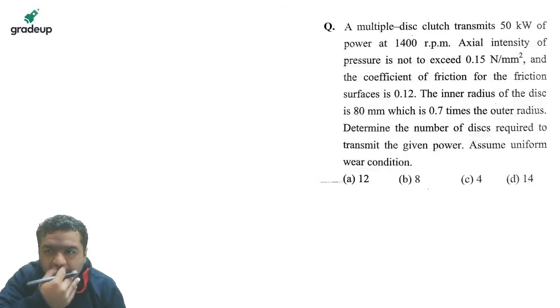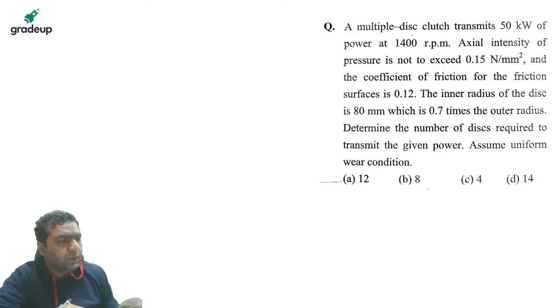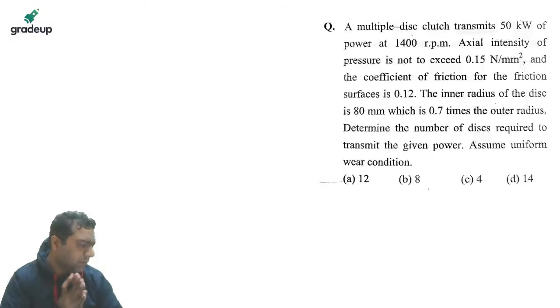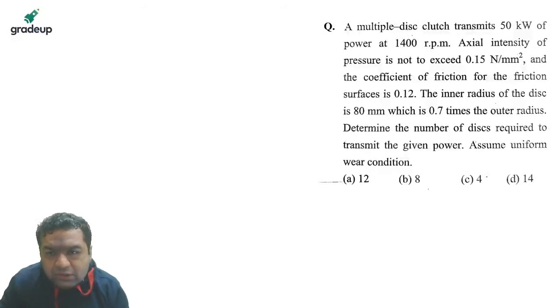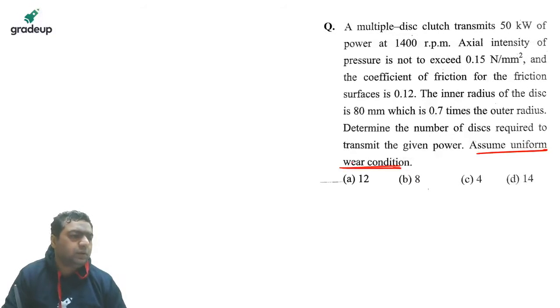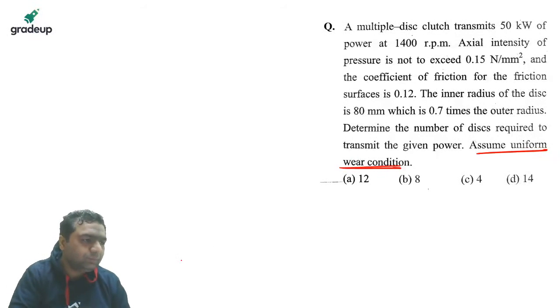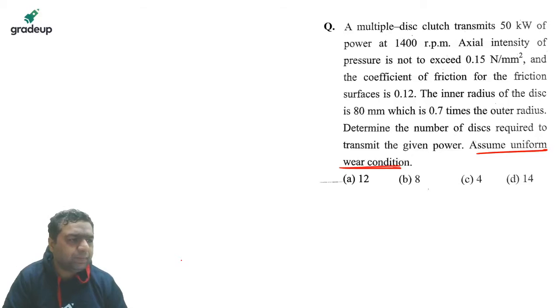Next question is from multi-plate clutches. Next, very good TPM. Next, solve it from multi-plate clutches. You need to find out the number of discs required. Yes, this time you have to use uniform wear theory. They have mentioned it. Yes, Shubham Bharti. Very good.